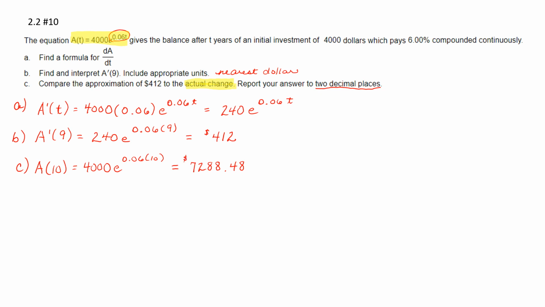And then we'll find A of 9. So again, we use the original formula, replacing t with 9. And that will give us $6,864.